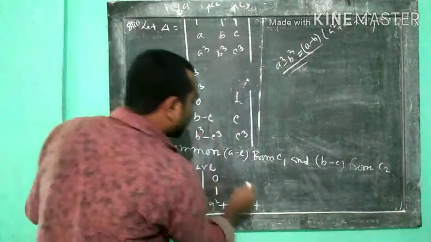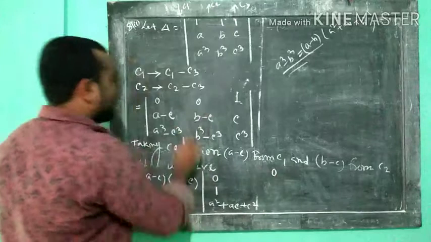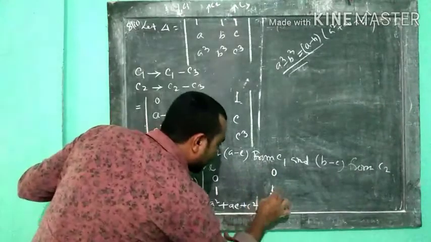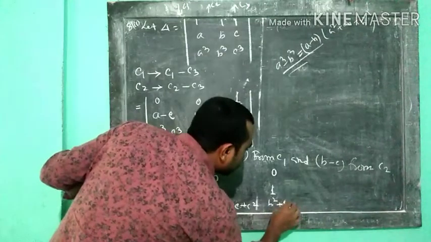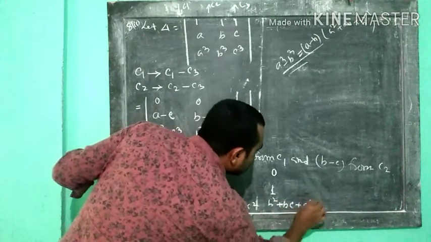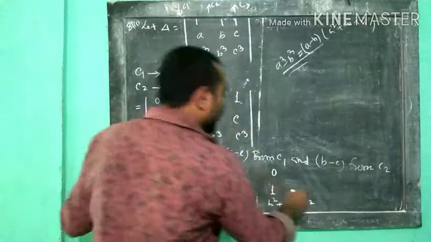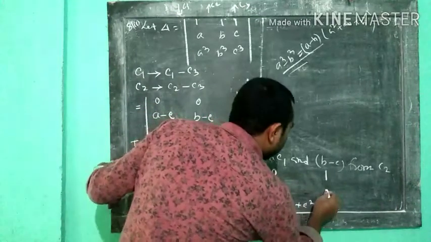But here is also 0. Okay, and this is b minus c, 1, taking common b minus c. Then here also b square plus bc plus c square, and the third column is the same: 1, c and c cube.